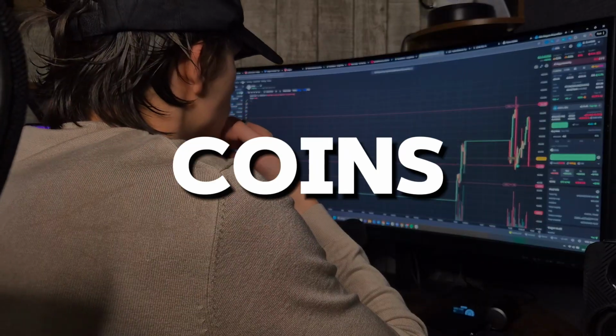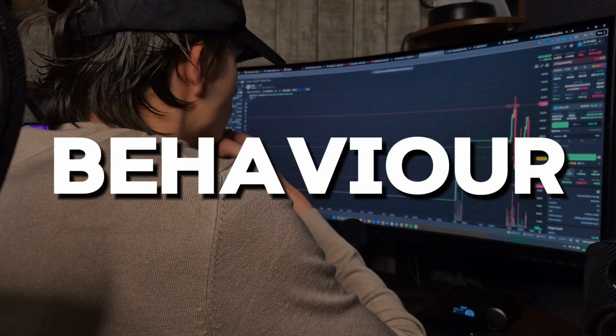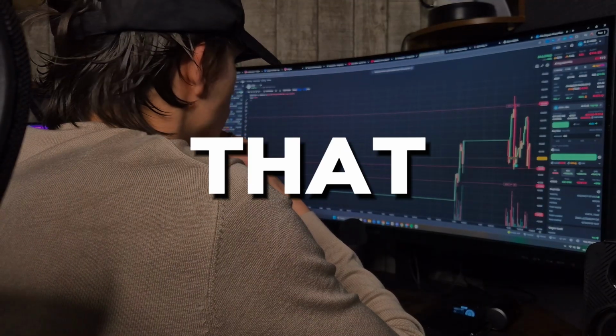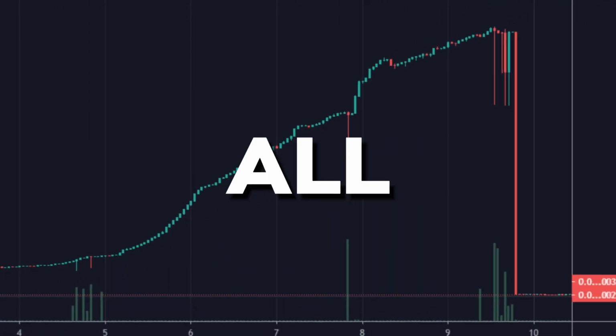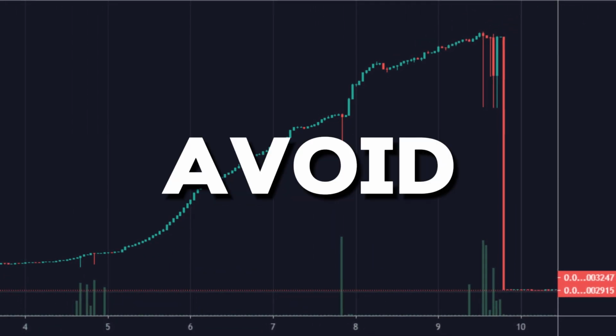We actually want to see coins pulling back, as that is natural trading behavior. In cases we don't see the natural pullbacks, that is a significant red flag and very likely a scam. Like you see here, this was almost all positive candles followed by a total dump. Avoid these at all costs.